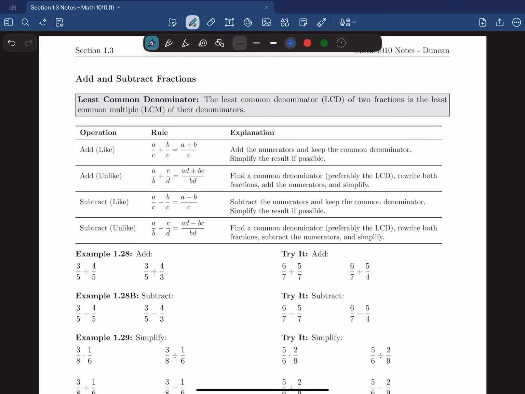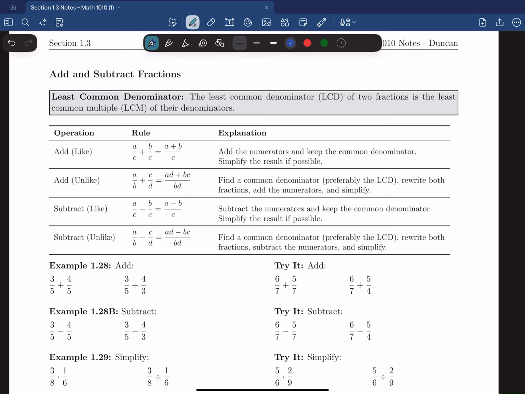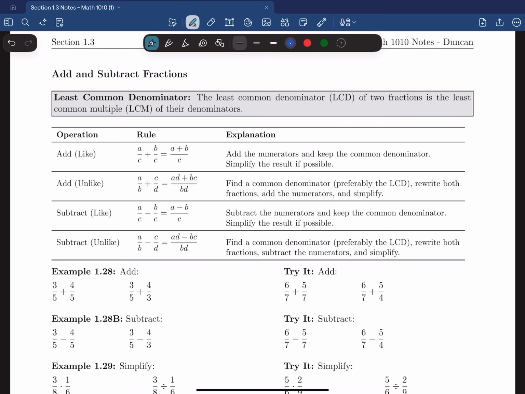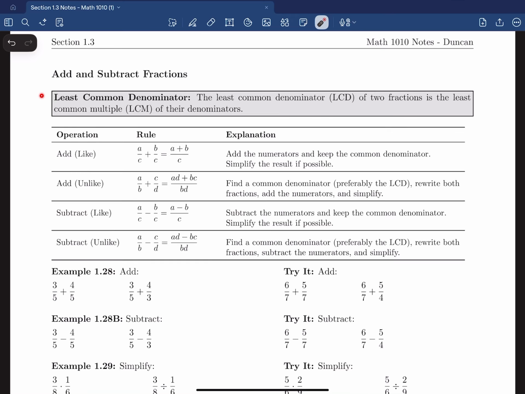Now, we have first a definition that we need to talk about, and that definition is of a least common denominator. The least common denominator of two fractions is the least common multiple of their denominators. So in our last lesson, we talked about least common multiples, and we can use this to help us with adding and subtracting unlike fractions.